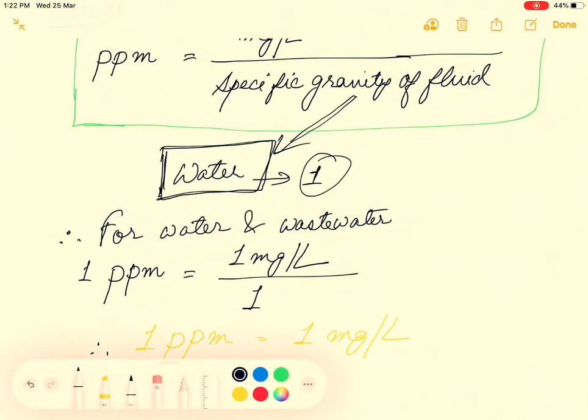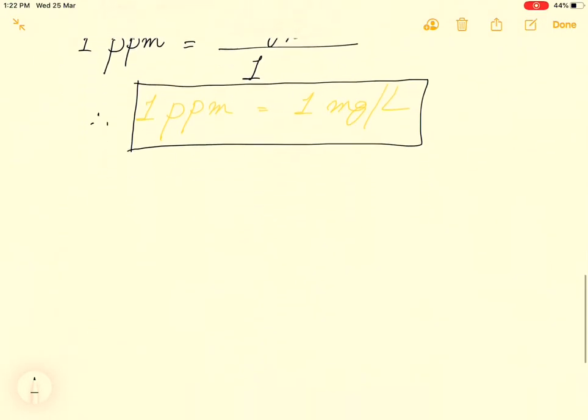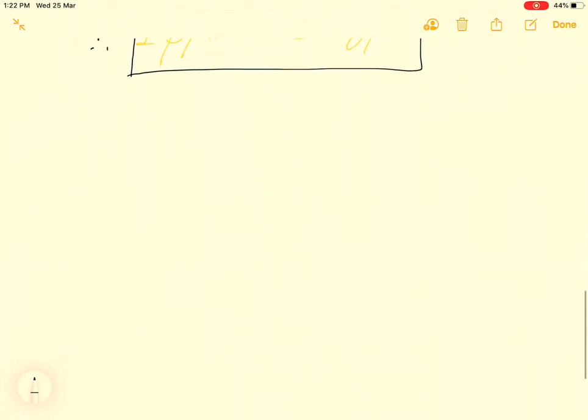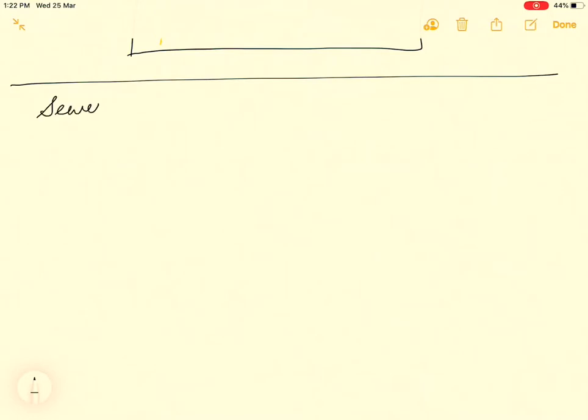Okay, so this is just for water. But since our focus is wastewater in environmental engineering 2, we will be using 1 ppm equals 1 mg per liter. Now, moving on to the next topic. I'll just briefly show you something about sewers.